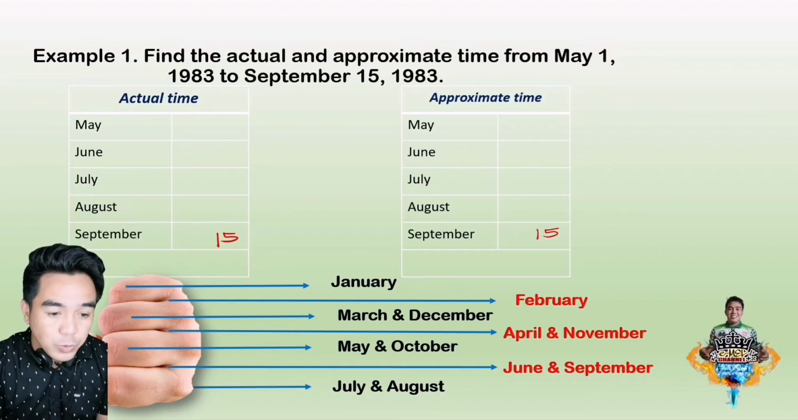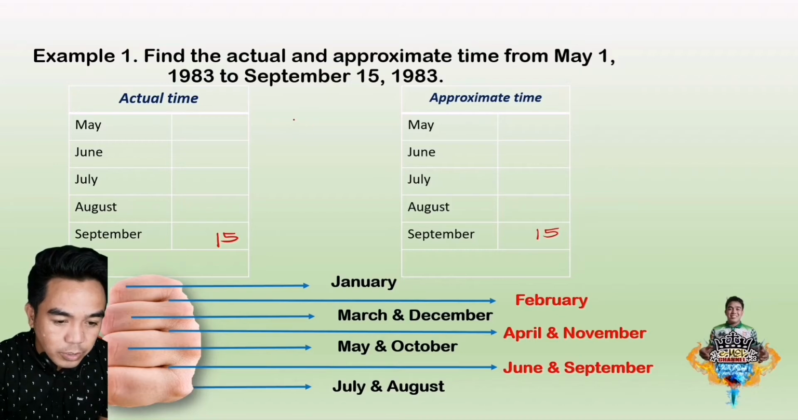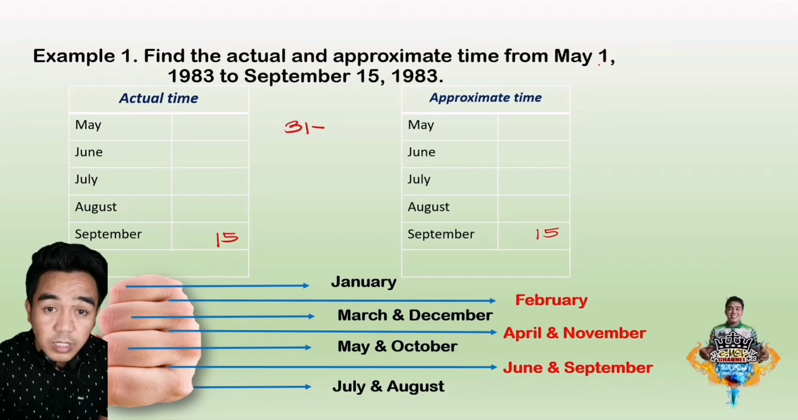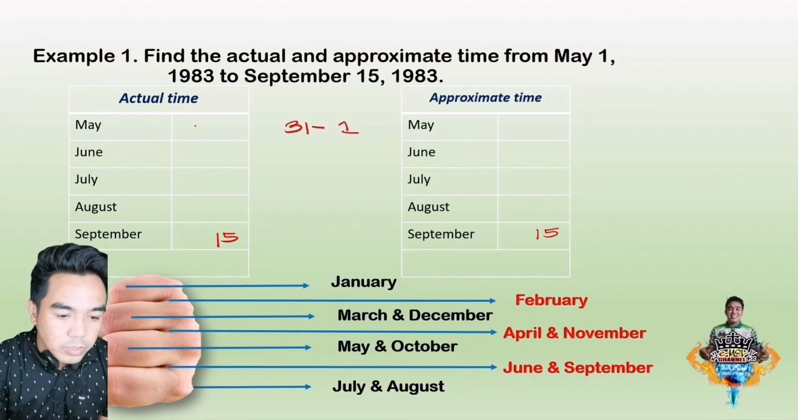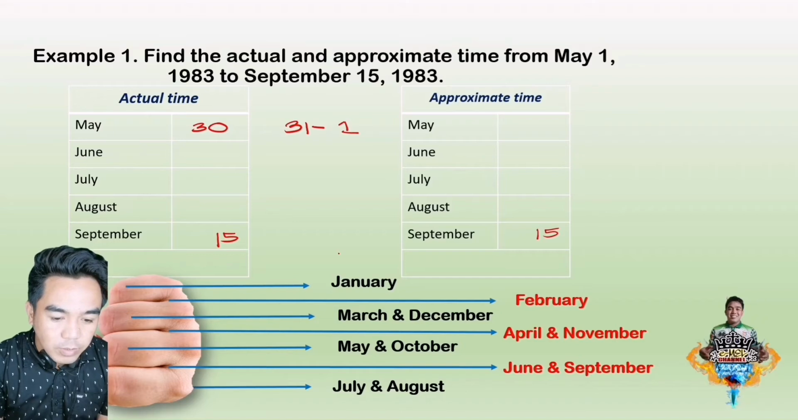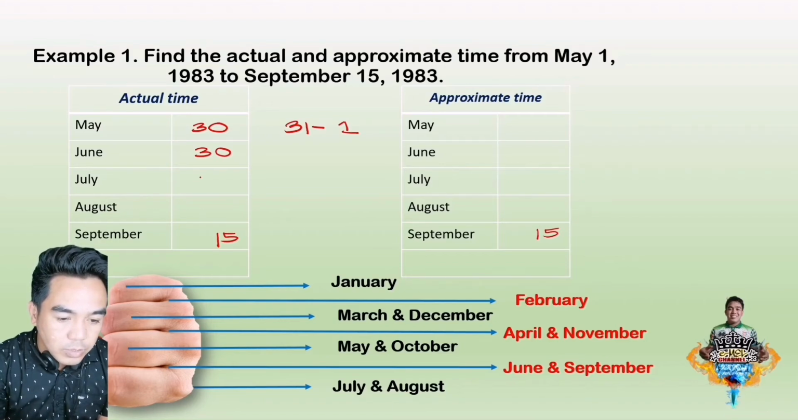So, how are we going to put the number of days on the first row on May? First, we know that May has 31 days. So, we put it here as 31 minus 1 because that is the original loan date or investment date. Okay, we know 31 minus 1 is 30. June, okay, red, so that is 30. July, that is black, so 31. August is also black, 31.